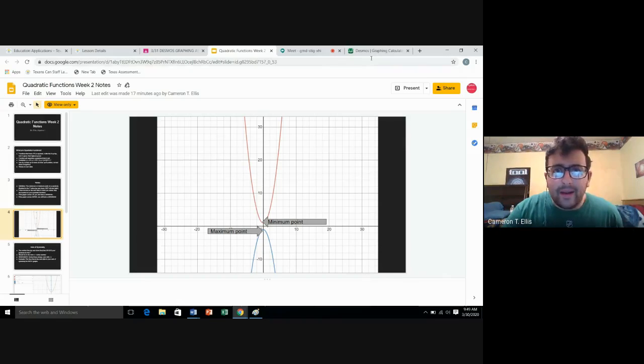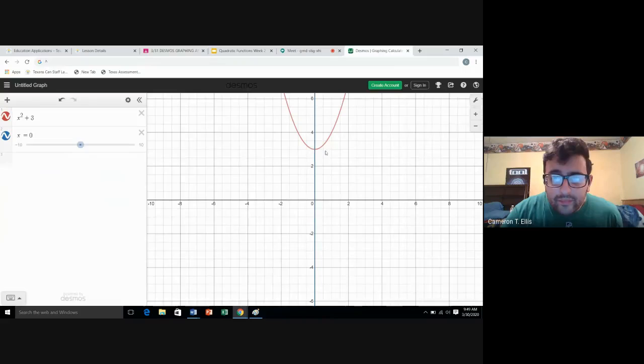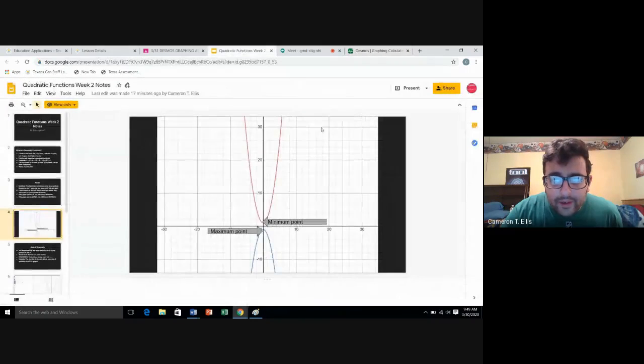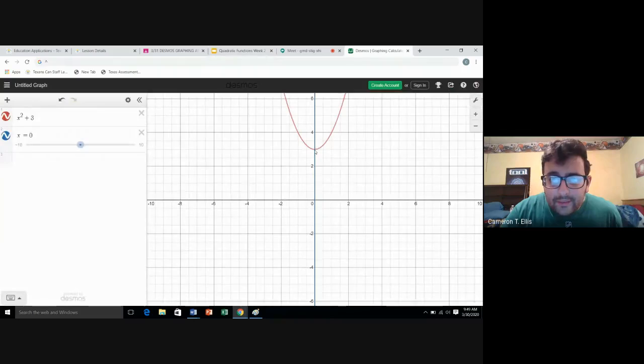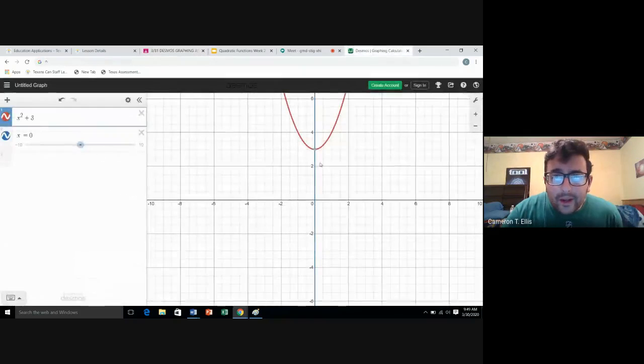So let's go back to our graph. What was the question again? What is the vertex? Well, if the vertex for this one was right here, wouldn't the vertex for this one be right here, this point? I'm going to click on it really fast. If you look quickly, maybe you'll get the answer. It says, hint, if you click on the point where the 2 lines meet, Desmos should give you the answer. So I click on the point where the 2 lines meet. It's right there, right? So that's got to be my answer.